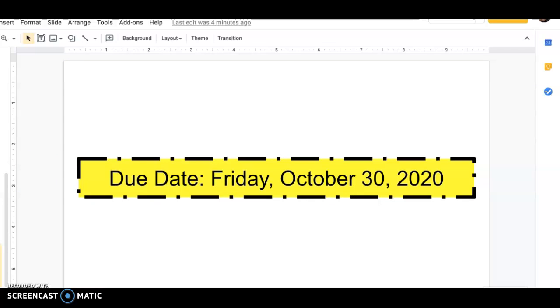When is the project due? Friday, October 30th. The quarter ends November 6th. That leaves 1 week after Friday to grade and correct. So, you really want to be focused. We are going to give you class time to do this, so don't worry about that. But you need to use your class time. You need to get rid of those distractions that are not allowing you to be successful.